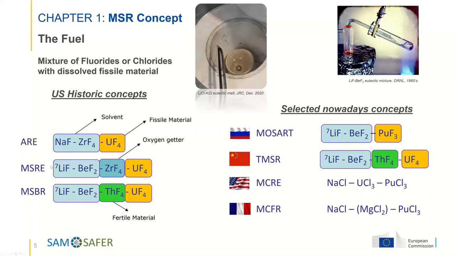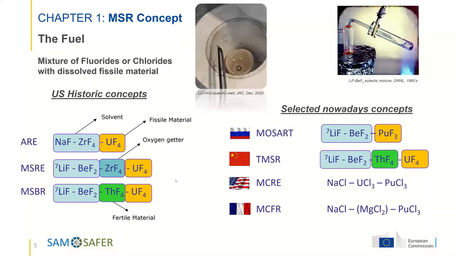Then this Aircraft Reactor Experiment was followed by the so-called Molten Salt Reactor Experiment, which used the so-called FLiBe, a eutectic mixture of lithium fluoride and beryllium fluoride, with lithium fluoride enriched in the isotope 7, because isotope 6, which you can also find in nature, has a natural abundance and captures a lot of neutrons, it has high neutron capture. So therefore you have to enrich. And this MSRE was this FLiBe matrix-based concept with zirconium fluoride as oxygen getter, and again uranium fluoride based.